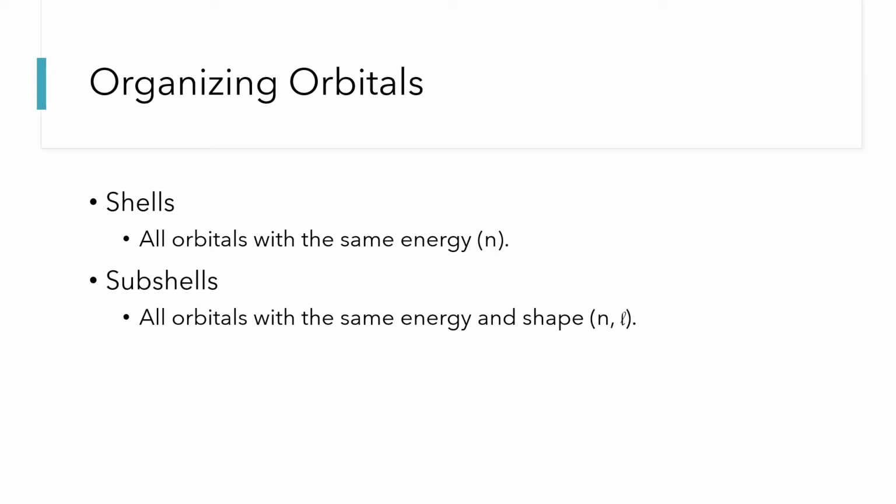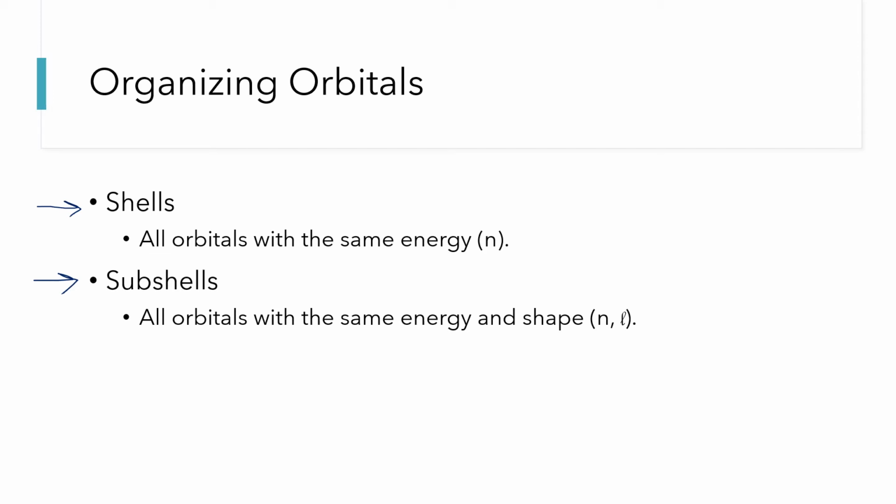Since we have an infinite number of possible orbitals, we need some way of organizing those orbitals and keeping track of them. We generally organize them at two levels. We're going to organize them into shells and subshells. A shell is all of the orbitals that have the same energy, if we're talking about a hydrogen atom. And then a subshell is all of the orbitals that have the same energy and roughly the same shape.